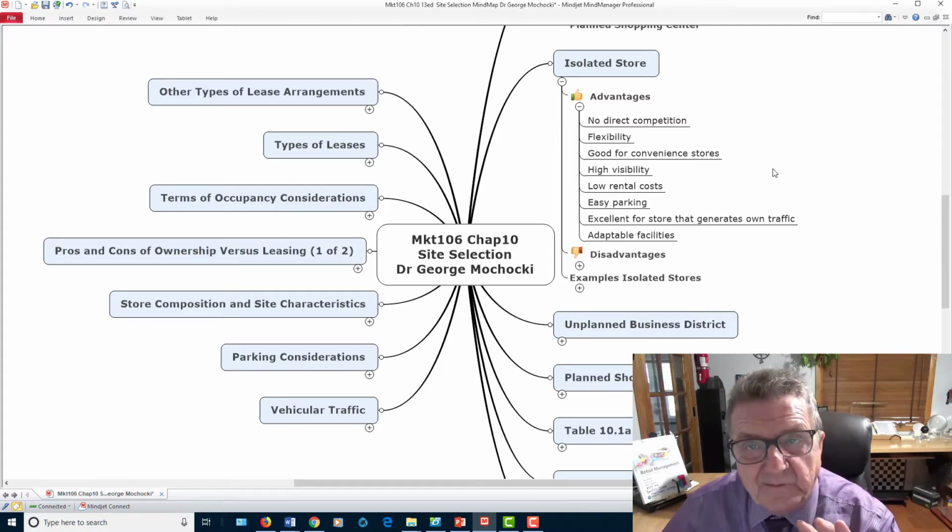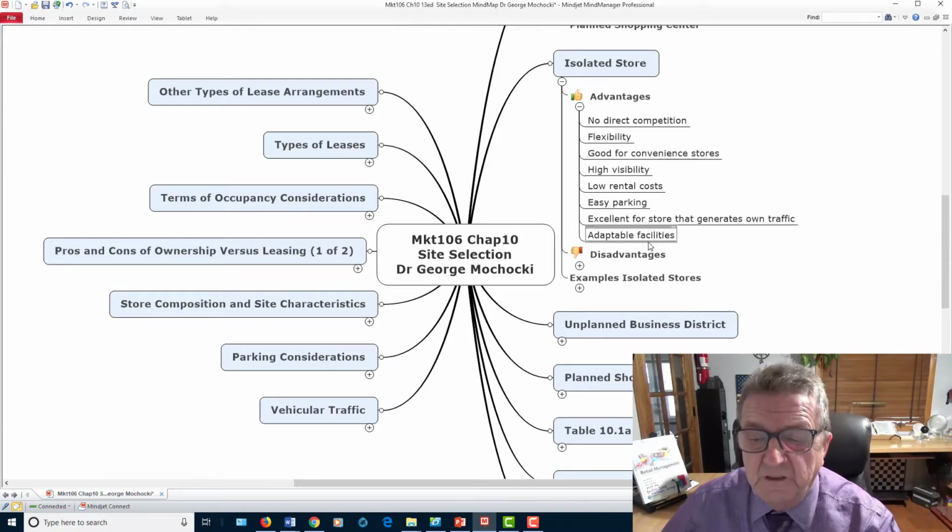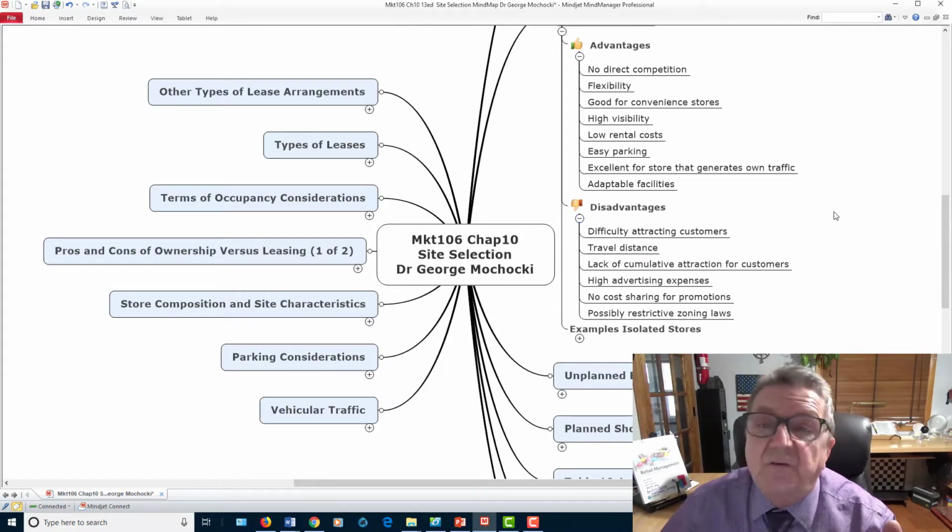Restaurant a little bit more. You can do food, you need the grease pits, everything else, zoning, but anything else you could kind of adapt pretty much to a lot of the zoning requirements. Okay, now some of the disadvantages: difficult getting customers in there.